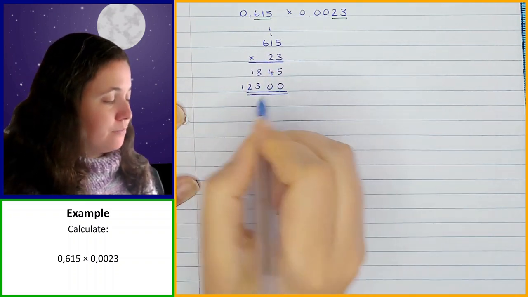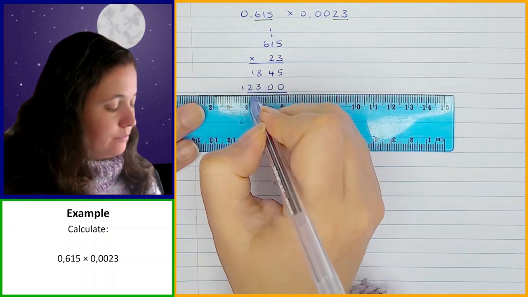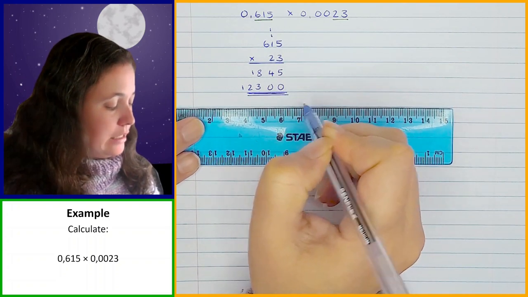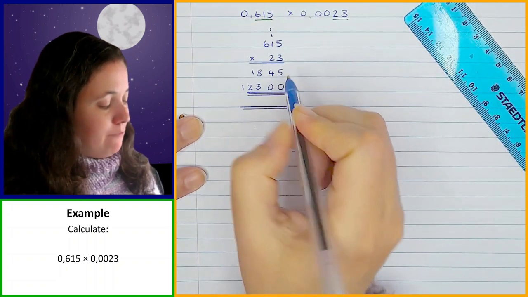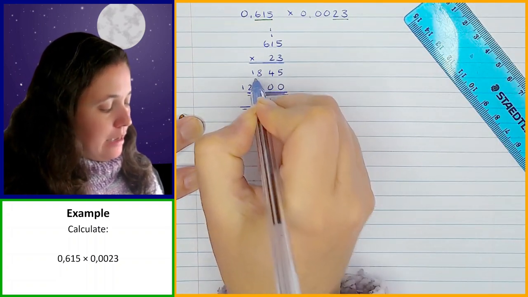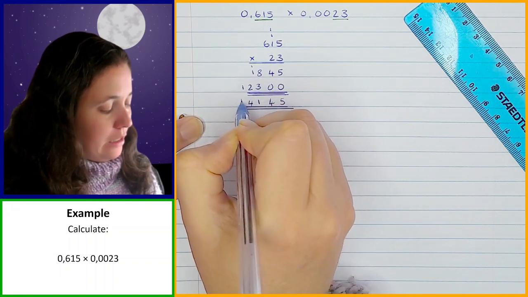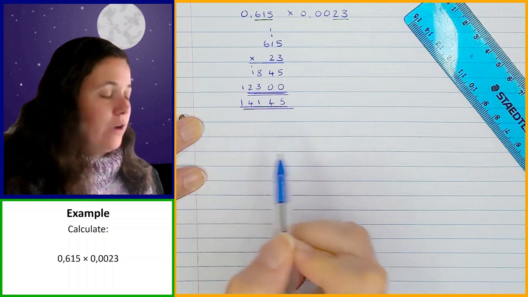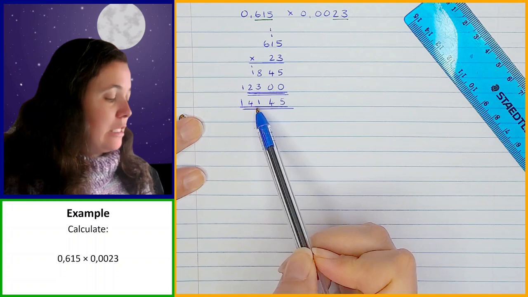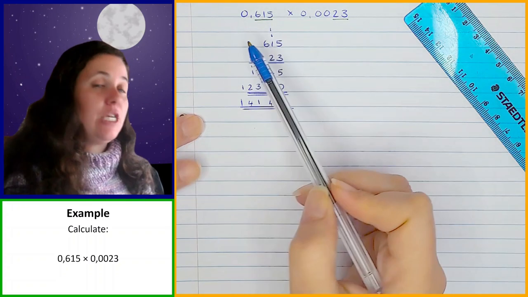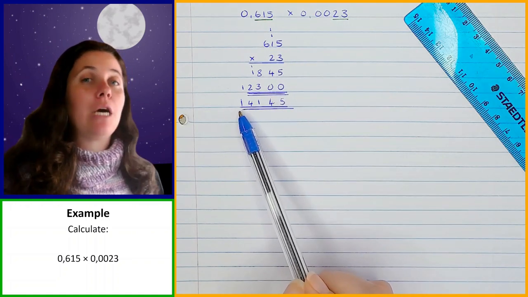Now I can add these together over here. So I've got 5 plus nothing, 4 plus nothing, 8 plus 3 is 11, 1 plus 1 plus 2 is 4, and then 1. So now I've got 14145. So when I multiply the 615 and the 23 together, I get 14,145. Now obviously 0.615 multiplied by 0.0023 is not going to be 14,145.